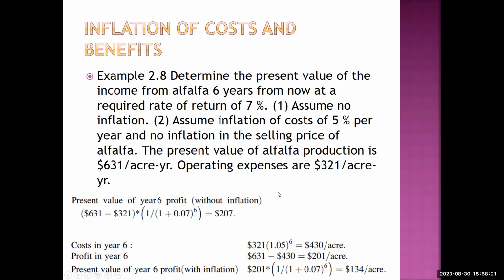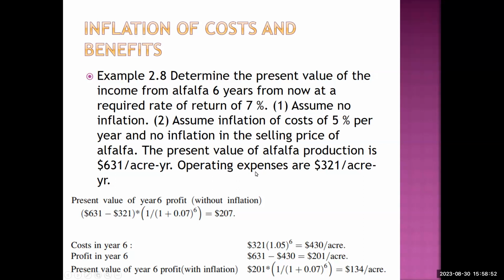So as we've experienced the last few years, prices don't remain the same. A problem occurs if costs increase, but the value of the crop remains the same, which seems to be the complaint of many farmers. So example 2.8 evaluates the present value with inflation and without inflation for growing alfalfa. And we're just going to look at the 6th year profit. Okay, so let me just read it.